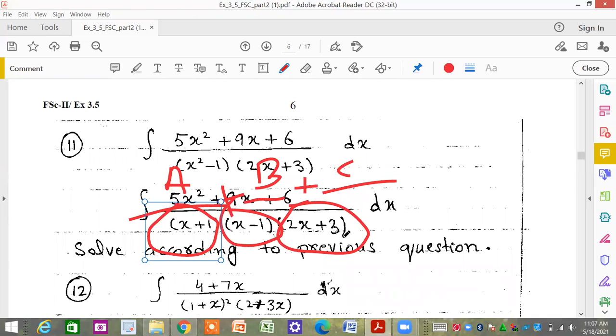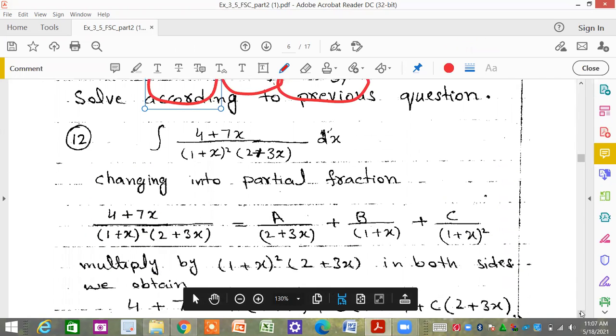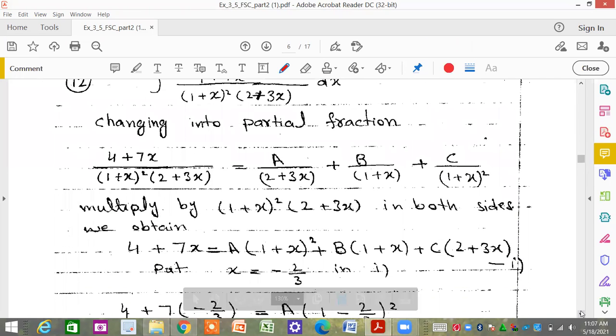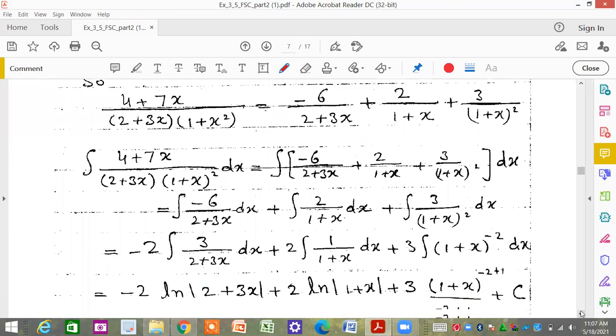So here we can find the values of a, b, c, and after this we will simply integrate to find the solution of this question. After question number 11, question number 13 is included in our syllabus. So we are coming towards question number 13.